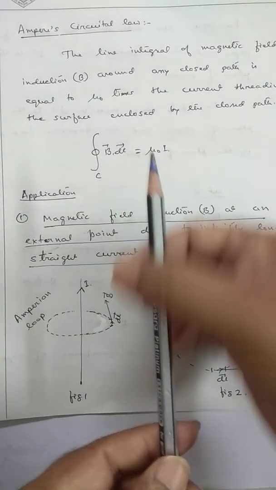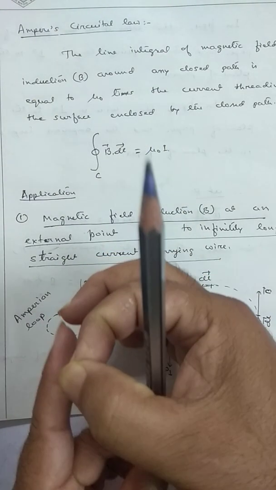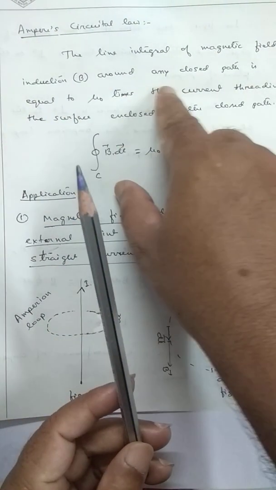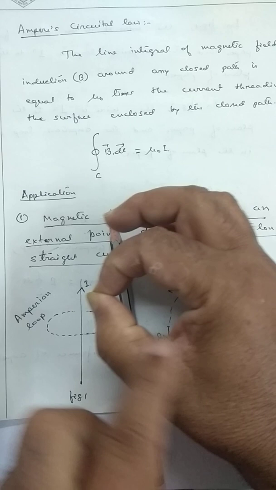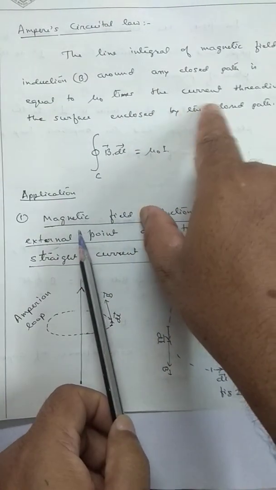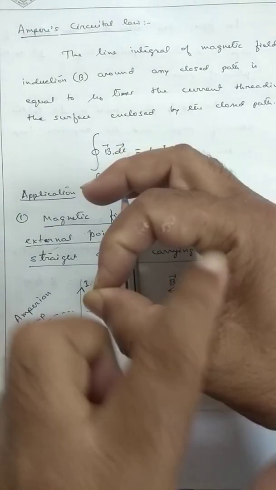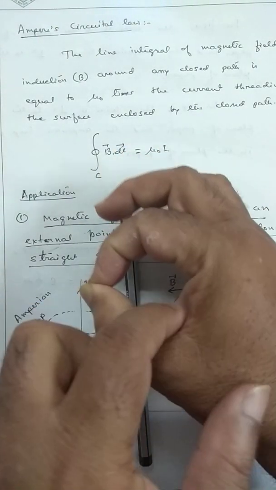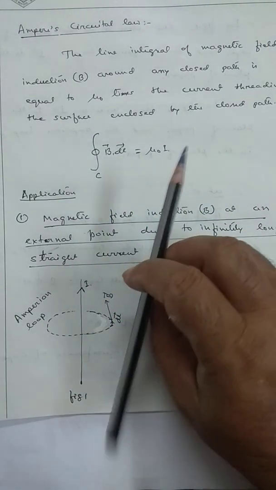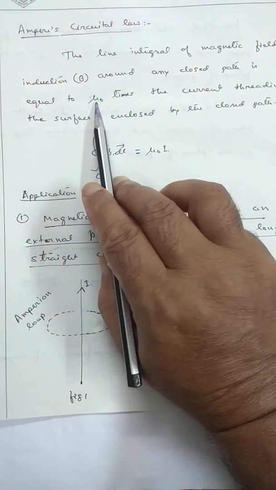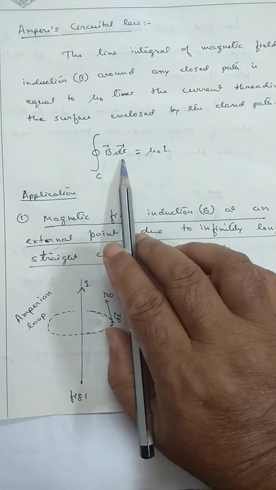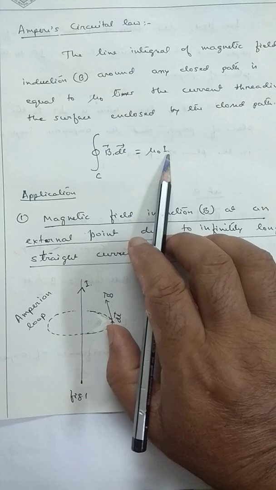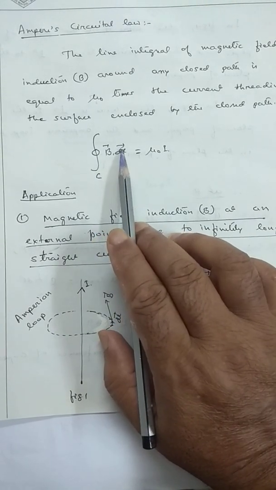So this is the current carrying wire, this is the loop. The line integral of magnetic field induction around any closed path, or closed loop, is equal to mu 0 times the current threading the surface enclosed by the closed loop. What is mu 0? Mu 0 is the permeability of free space. So the closed integration of B dot dl is equal to mu 0 I, where I is the current inside the closed loop.